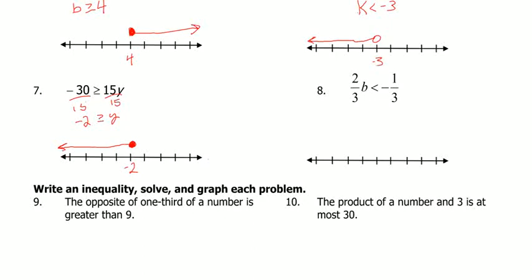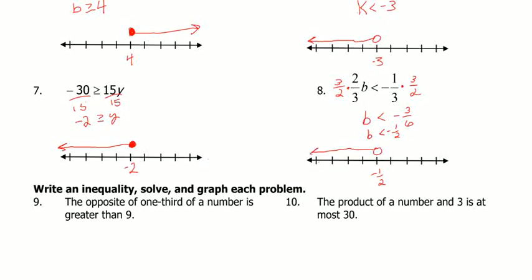Alright. And then the next thing, number 8. We're going to multiply both sides by 3 halves. And it's going to leave me with b less than negative 3 over 6, which reduces to b less than negative 1/2. Go ahead and put that on the graph here with an open dot, and b needs to be everything smaller than that.